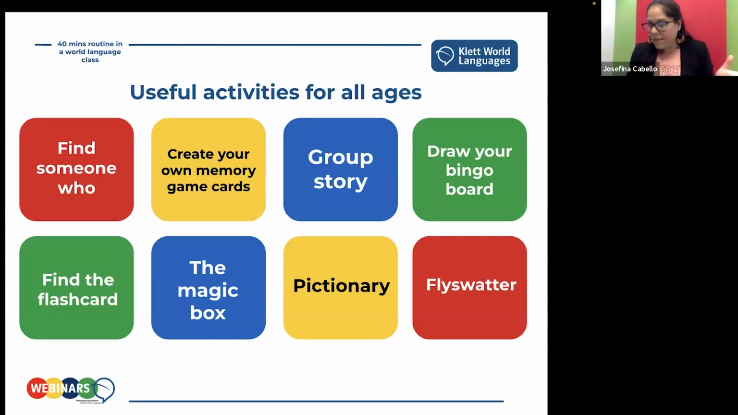Pictionary, it's always a fan favorite. It's a class favorite. You're going to start drawing and your students have to guess the word. But remember, you always have to use everything in context, so they have to give you the words in context. And fly swatter, or matamoscas: you put flashcards on the board, and then your students have to find the word that you call out. Depending on the level and age of your students, you can use words in context, or you can start giving descriptions.